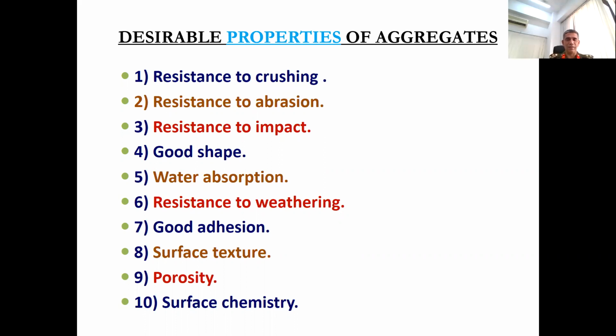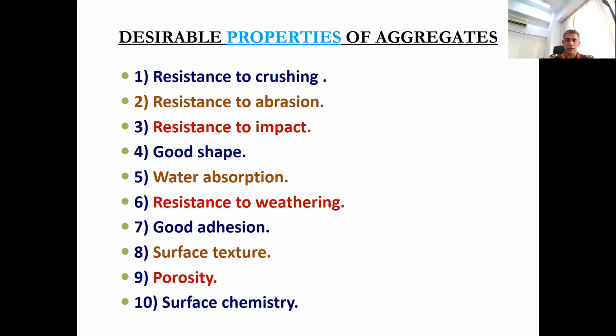Then, good adhesion. Aggregate will be used either with cement, or in case of flexible pavement, the stones will be used with bitumen. So bitumen and cement are cementing materials. Aggregate should be such that the cement or the bitumen can make a bond with the aggregate. That is called adhesion. Then surface texture: the surface of the aggregate, whether it is smooth or rough, is important.